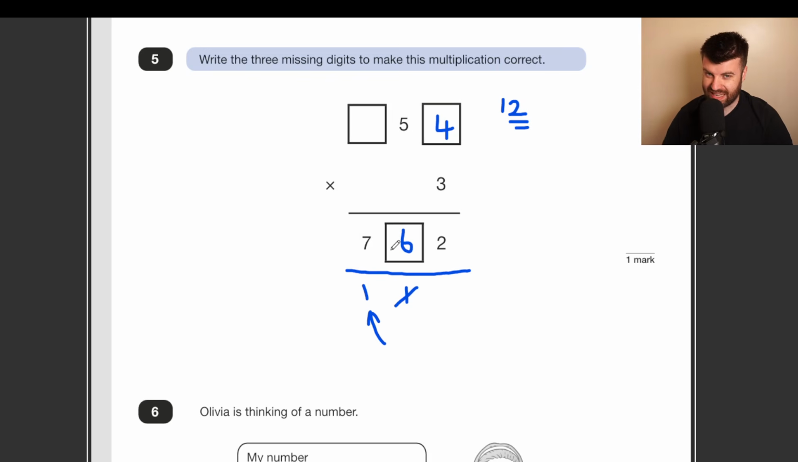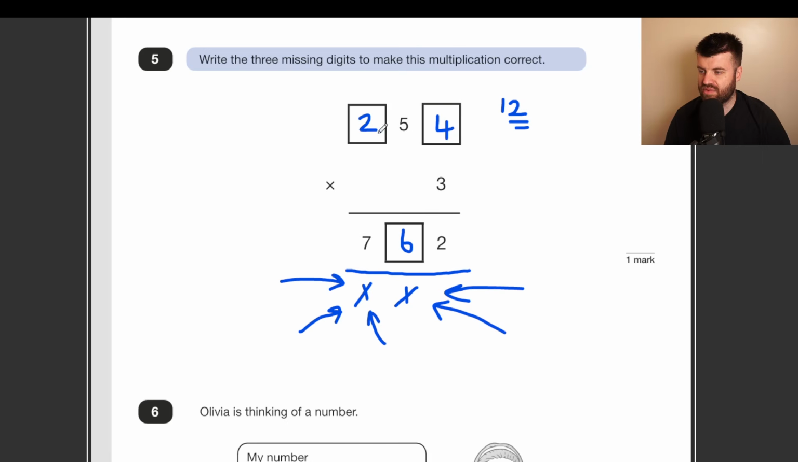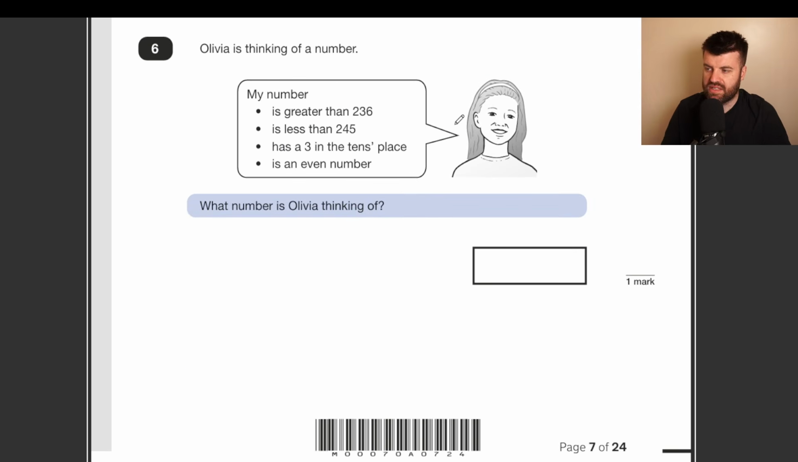What we actually want is to have an answer that's 6, so that when I add on this 1, it becomes 7. So 2 times 3 is 6, plus this 1 we've exchanged makes 7. Without this idea of exchanging and knowing that you've got to do this, this question is impossible and really tricky. Okay, so you can check that it's right because now you've written this out. You could literally just do 254 times 3 and see if you get 762. You will. Question 6. Olivia's thinking of a number.